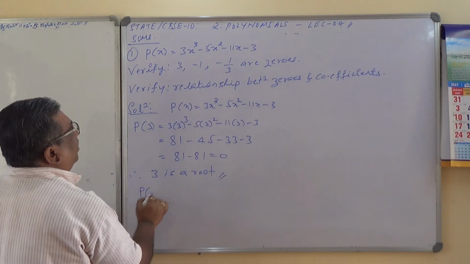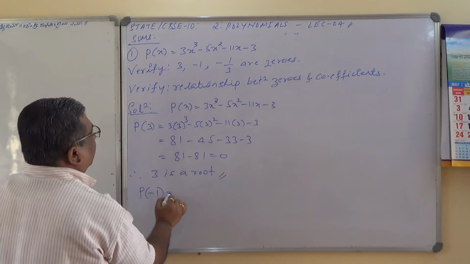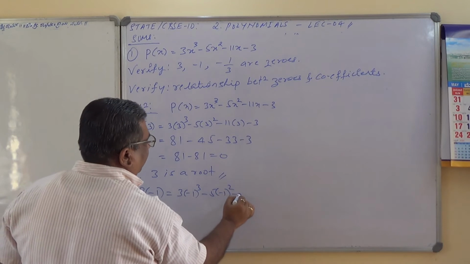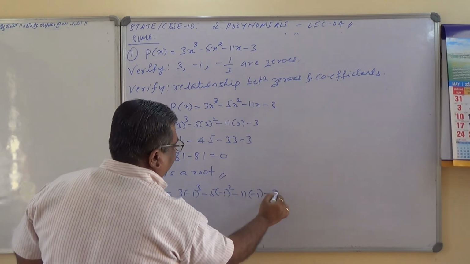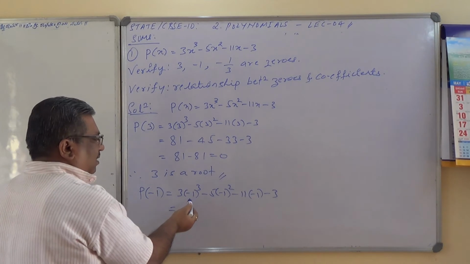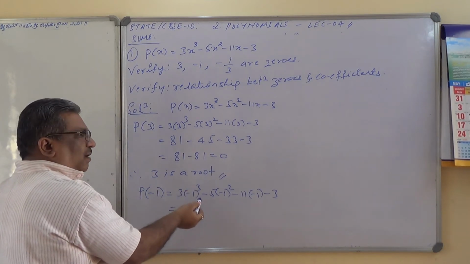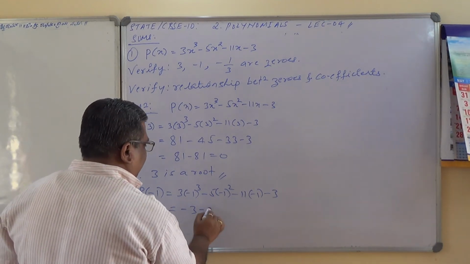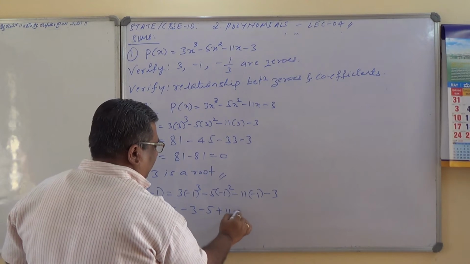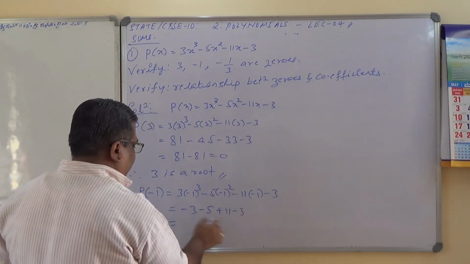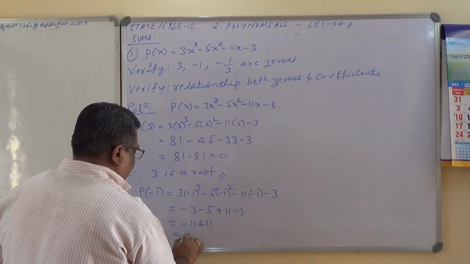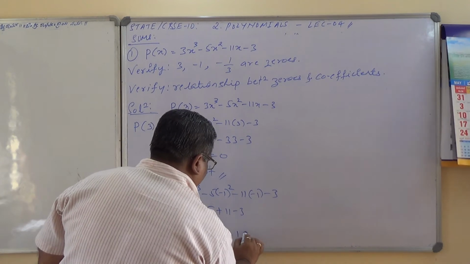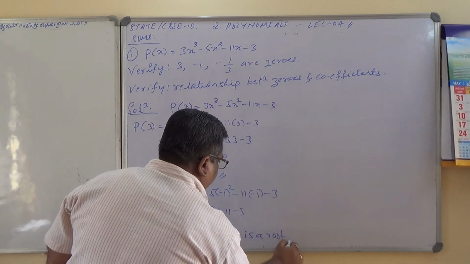Next, let us work out p of minus 1. So 3 into minus 1 cube minus 5 into minus 1 square minus 11 into minus 1 minus 3, which equals, negative to the power of an odd integer is negative only. So minus 3, it is plus here, minus 5 plus 11 minus 3. So this is minus 11 plus 11, which is 0. Therefore minus 1 is a root.